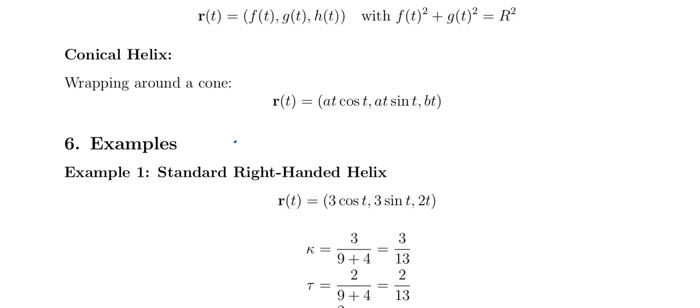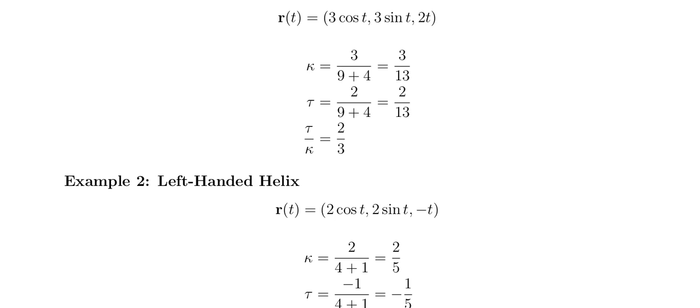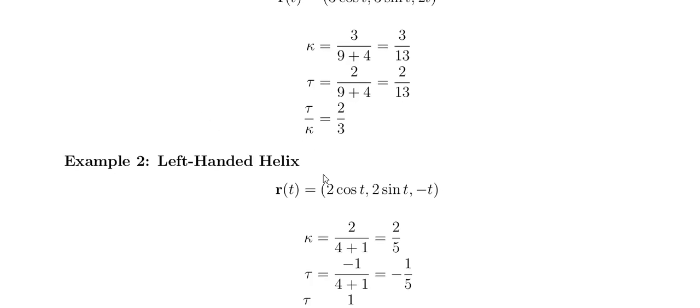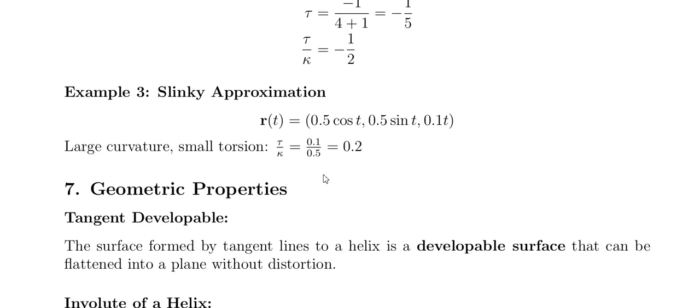And standard right-handed helix, this is called standard right-handed helix. So for this we can find out the curvature, torsion, and tau by k equal to 2 by 3. Left-handed helix is 2 cos t, 2 sin t, minus t. All this we can find out just using the formula. Mostly it's a constant function like that.